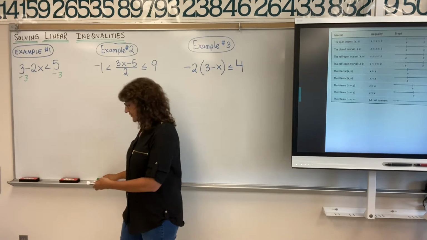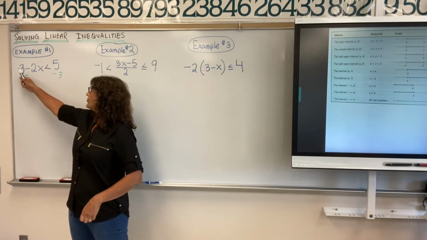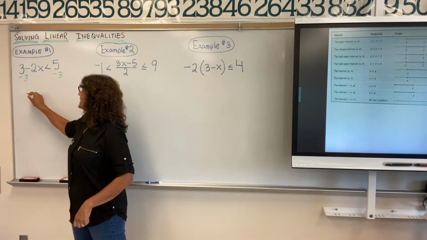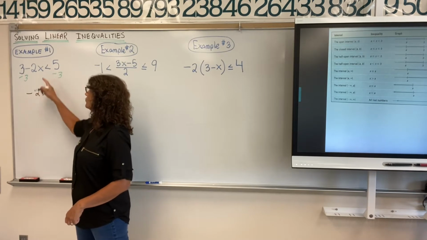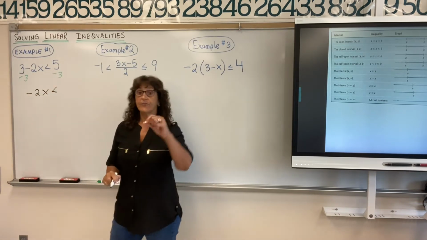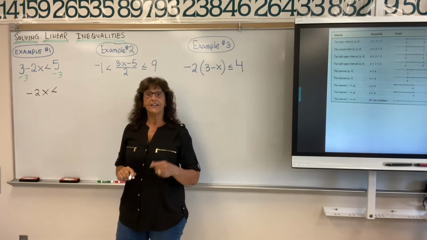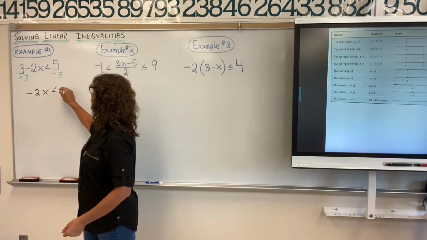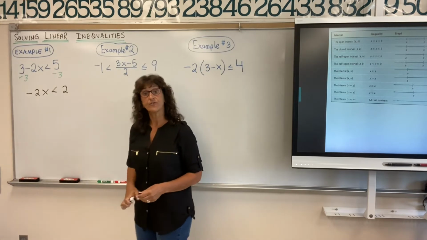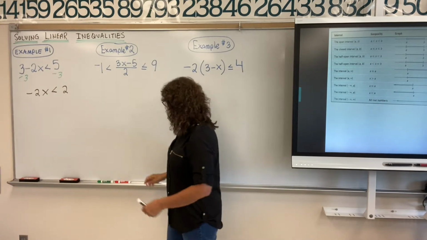On the left-hand side, when you take 3 away, the 3's are gone, so you bring down the negative. Don't forget to bring the negative with the 2, so you bring down the negative 2x. On the right-hand side, what do we have here? 5 minus 3 is 2. All right, so here's our first step. What do we need to do next?